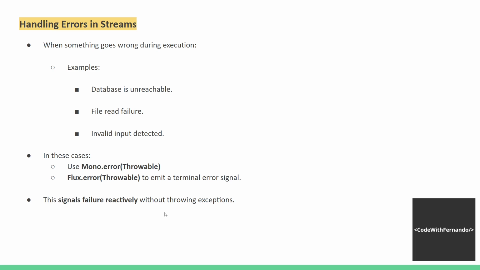So, continue. Handling errors in streams. So when something goes wrong during execution, examples: database is unreachable, failure, invalid input detected. So what do we do in those cases? In these cases, we use Mono.error, and then we can use Flux.error to emit a terminal error signal. Simple as that. This signals failure effectively without throwing exceptions.